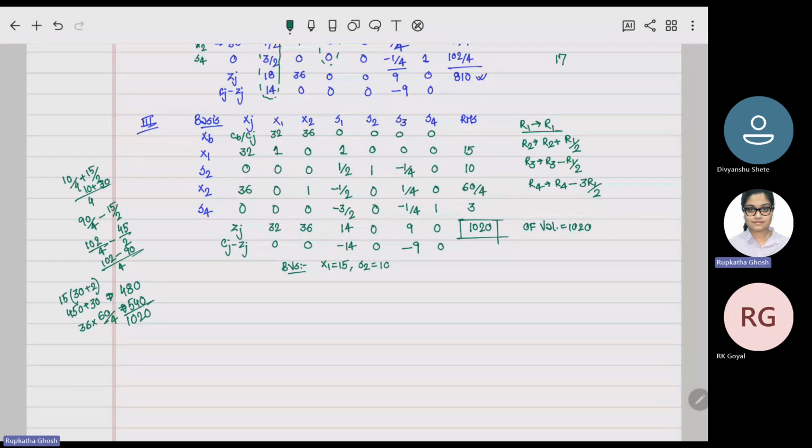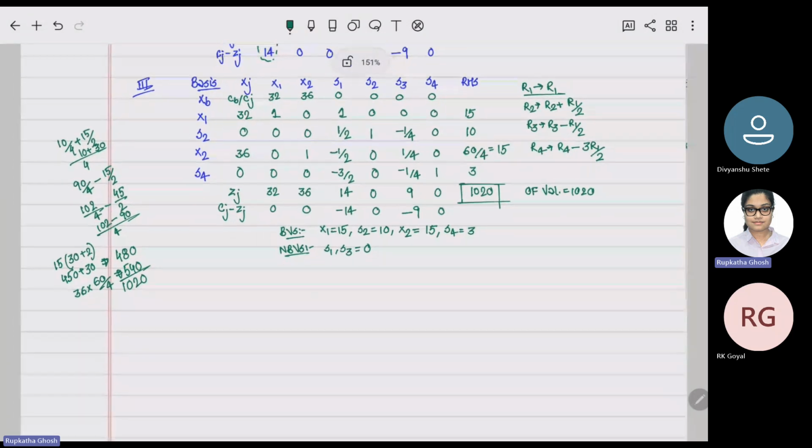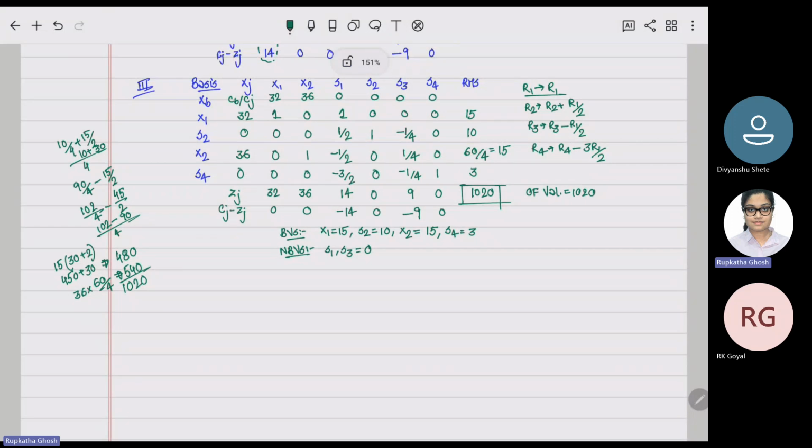So now your basic variables are x1 is equal to 15, s2 is equal to 10, x2 is equal to 15, and s4 is equal to 3. Okay. Non-basic variables are s1, s3, because they do not appear. So that is 0. Objective function value is 1020.